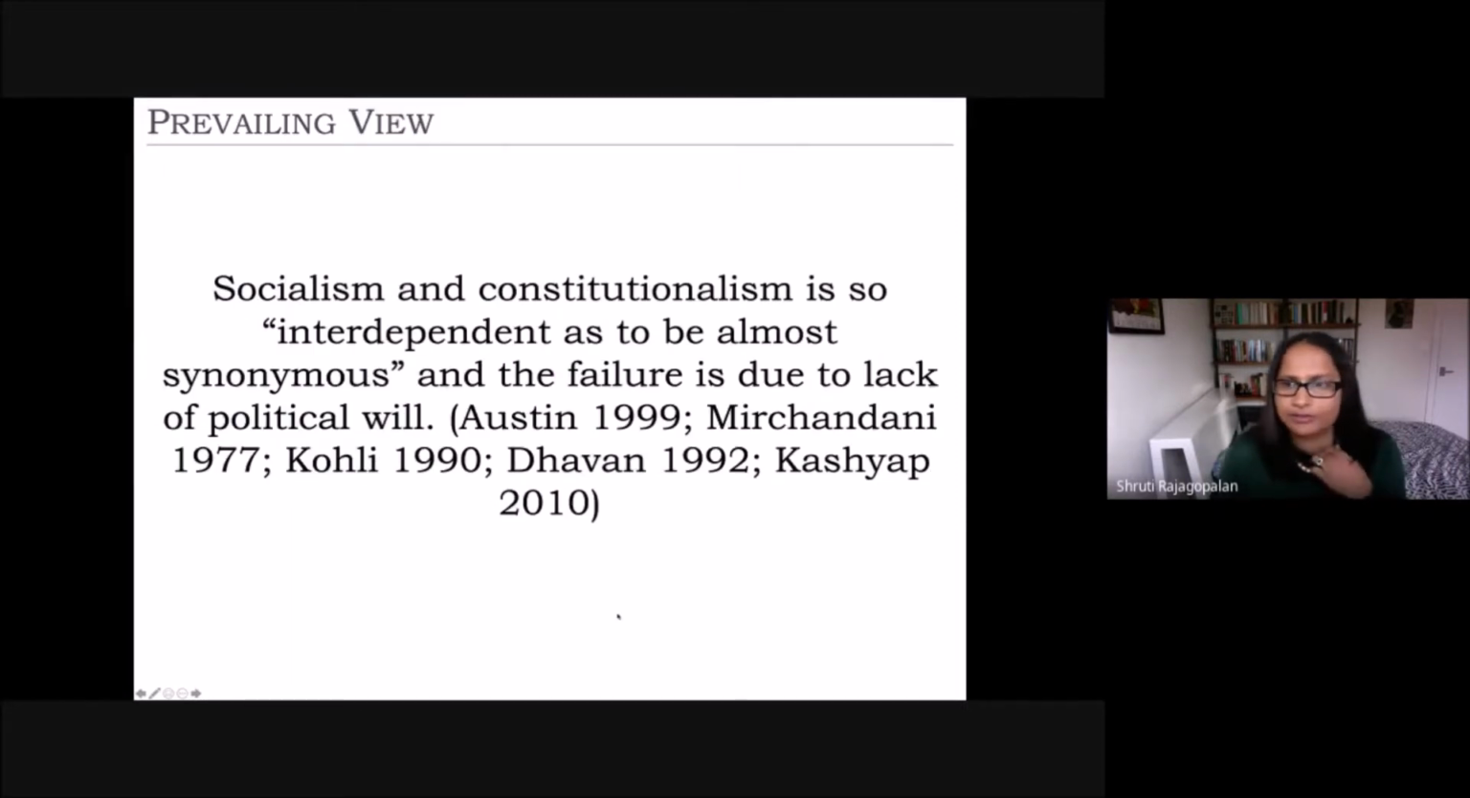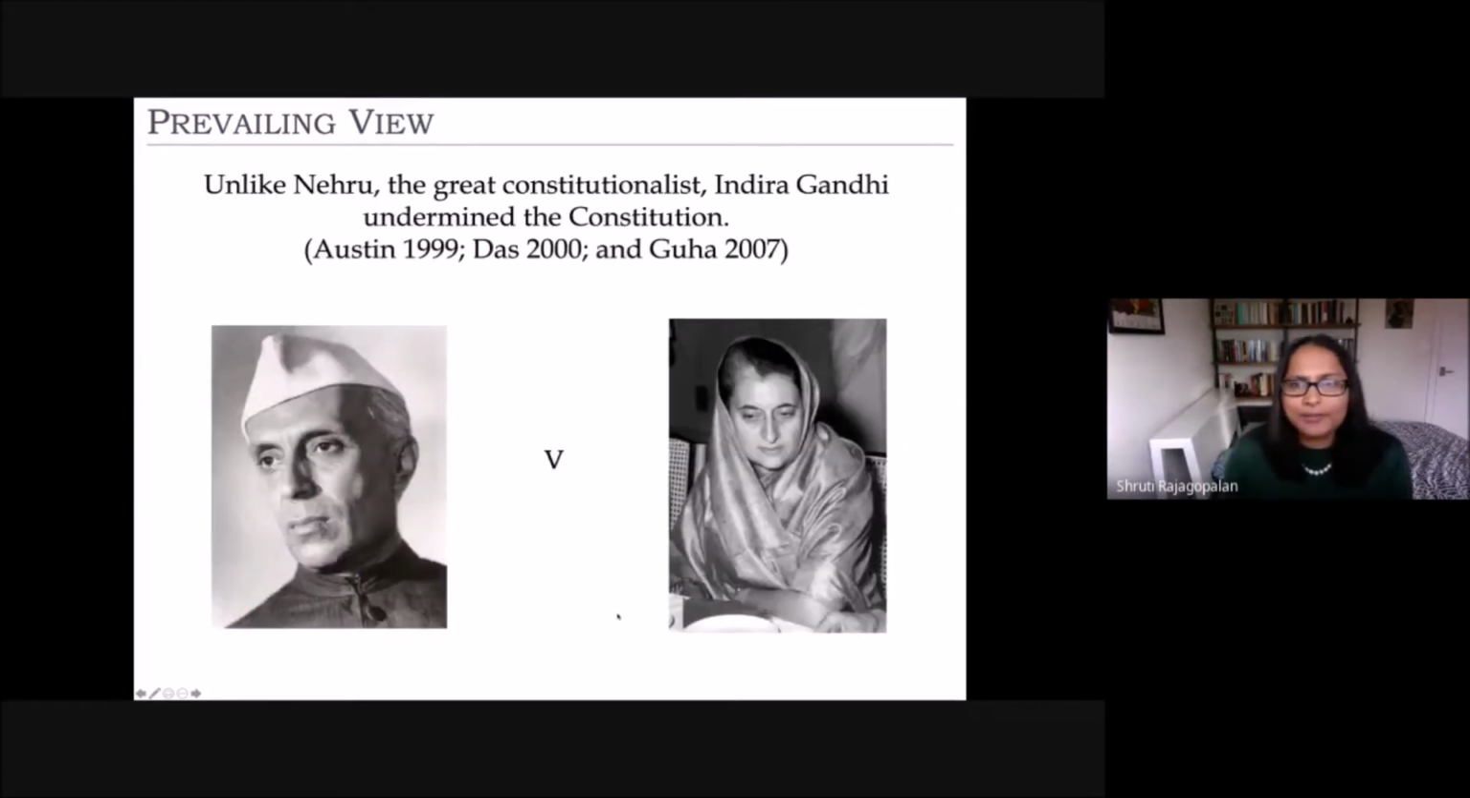The prevailing view is pretty standard. Open anyone who has written from the time Ambedkar wrote till recently. I think Subhash Kashyap is the most recent person I referred to. Every single one of them will say that socialism and constitutionalism are so interdependent that they're almost synonymous. And if socialism and constitutionalism don't work, it is because we botched it up, because of a lack of political will. Either the leaders were too weak and couldn't get it done, or leaders like Indira Gandhi were too small and were hogging power. That's the reason socialism and constitutionalism didn't work together.